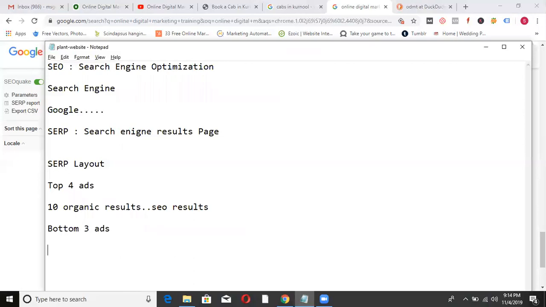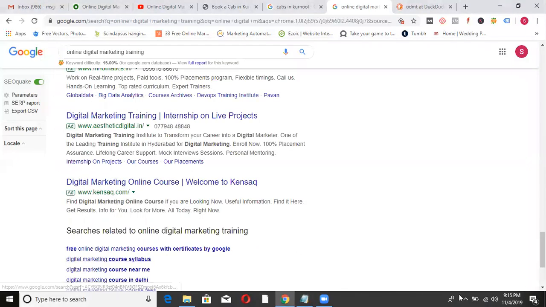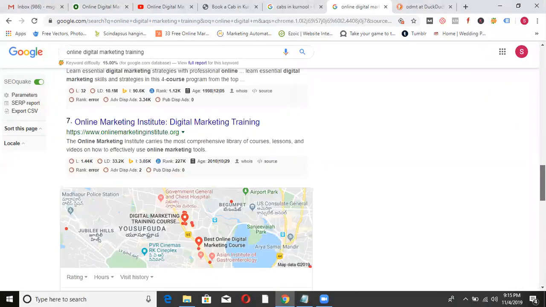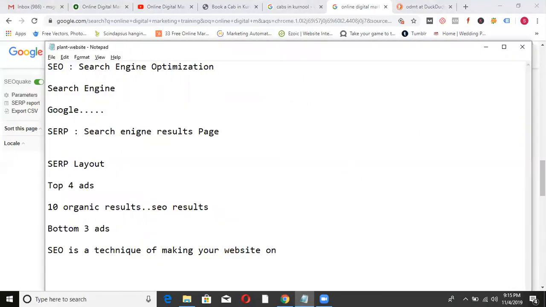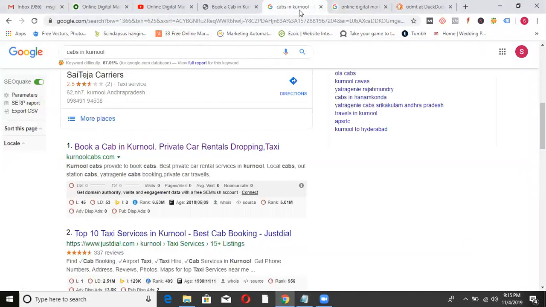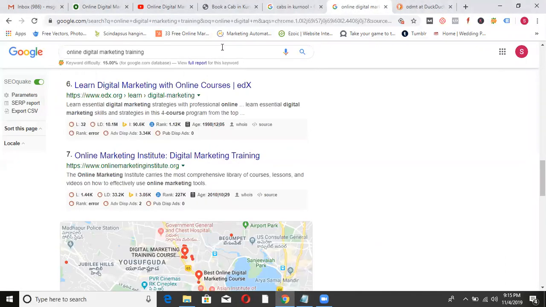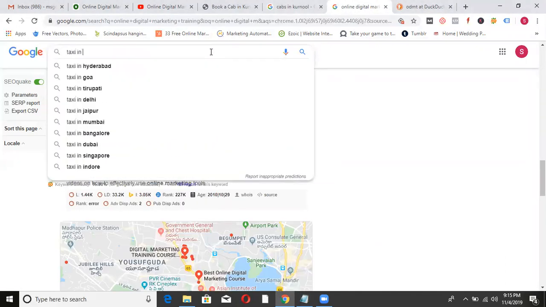Now let me define SEO. Search engine optimization is a technique of making your website come on top of SERP for a keyword entered by a user. Because you are paying for the keyword anyway. Now you just see here, cabs in Kurnool, I'm coming in the first position. Let me search taxi in Kurnool.